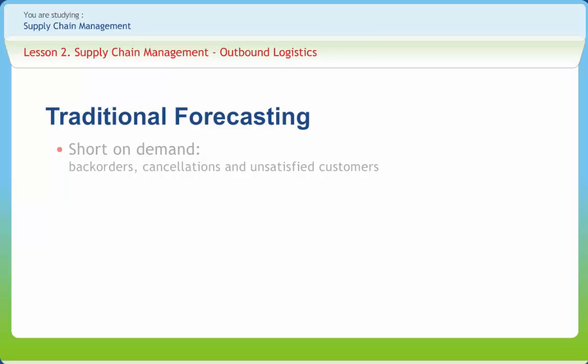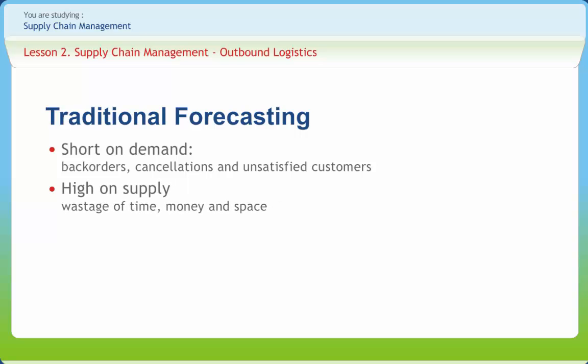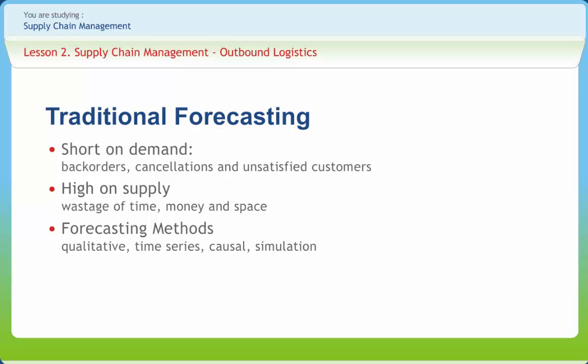If you are short on demand, you could have back orders, cancellations, and unsatisfied customers. But if you overstock the product, you waste time, money, and space. Then what should one do to find a midway? The solution lies in generating predictions that are precise and accurate. Demand forecasting is essentially a linear process of translating input assumptions into a forecast of expected sales.